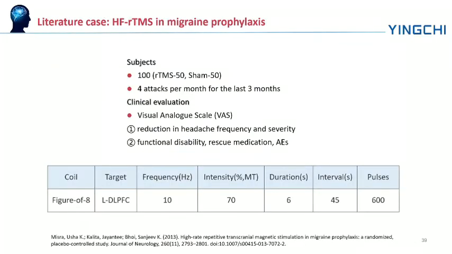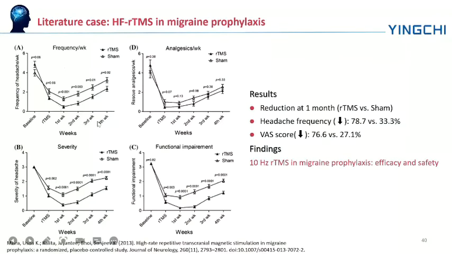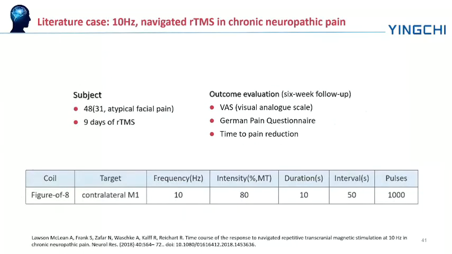So here is an application of high-frequency rTMS in migraine over the left DLPFC. As you can see from the results, compared to the sham TMS group, the rTMS group has achieved significant effects in the headache frequency, the severity, the analgesic use, and the functional impairment. So we have drawn a conclusion that 10 Hz, which is a high-frequency rTMS in migraine, is effective and safe.